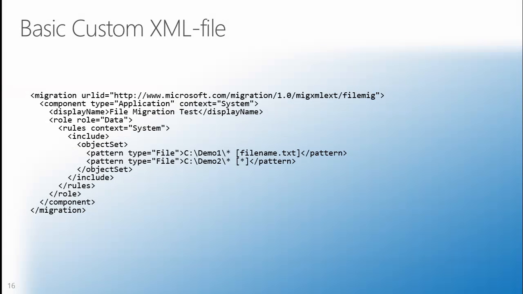But the first line will actually migrate the filename.txt file. It has to be named exactly filename.txt, and it has to be in the demo1 folder, or as the asterisk indicates, in any of its subfolders. If I remove the asterisk, the file has to be directly in the demo1 folder to be migrated. Now, what if I want to migrate all text files in that folder? Well, star.txt instead of filename.txt. And the second line obviously migrates the entire demo2 folder.